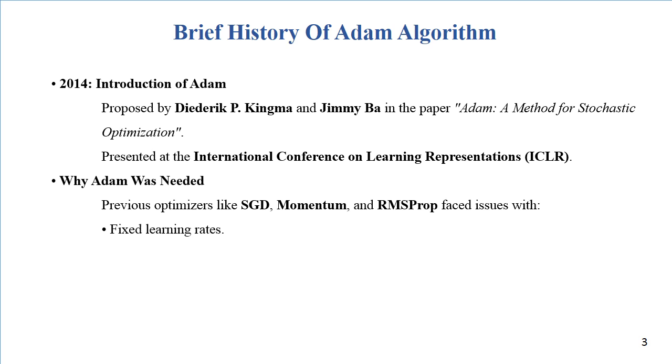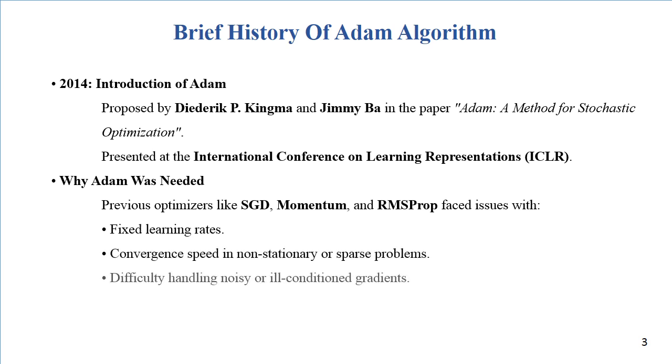The learning rate refers to the step size taken by the algorithm at each iteration to move closer to the optimal point. In regions of the objective function with small gradients, a larger step size can accelerate convergence, while in regions with steep gradients, a smaller step size improves accuracy and stability. Therefore, relying on fixed learning rates becomes a significant limitation of earlier optimization methods. Another challenge is the convergence speed in sparse or non-stationary problems. The final issue is the difficulty of controlling noise or ill-conditioned gradients.